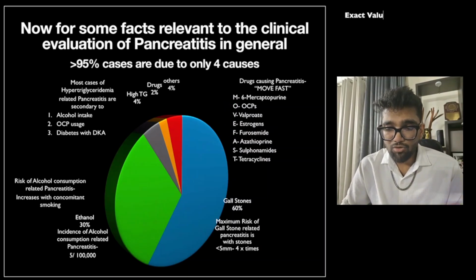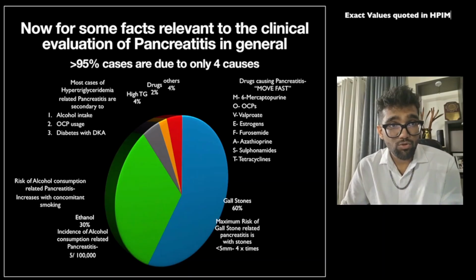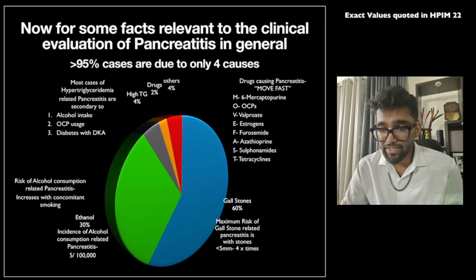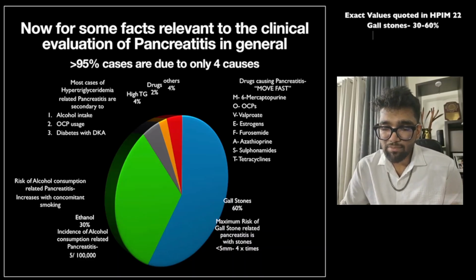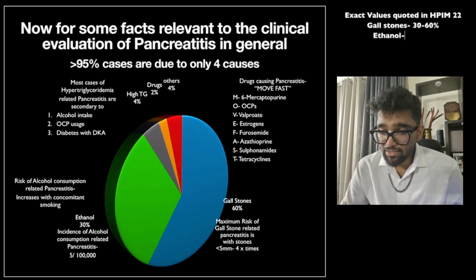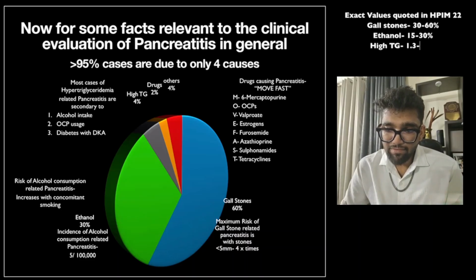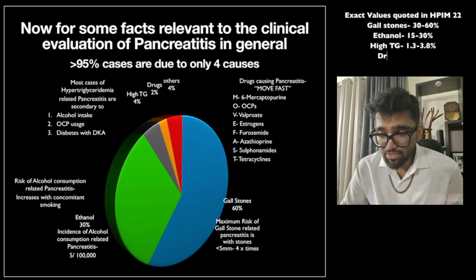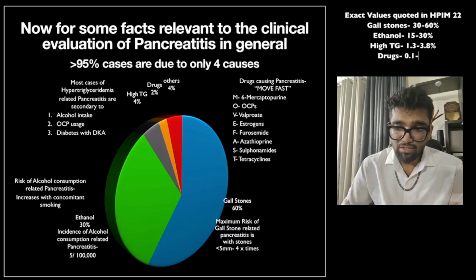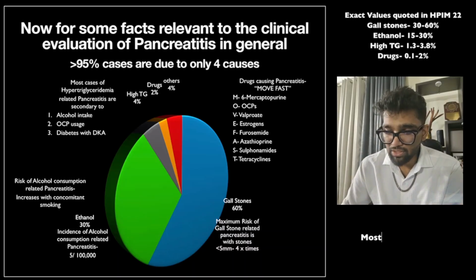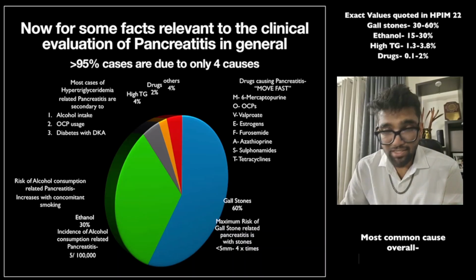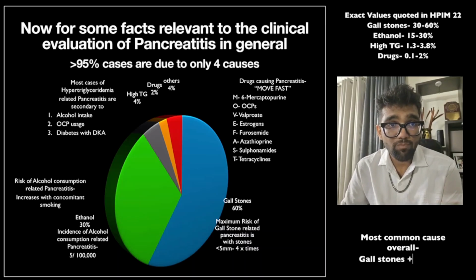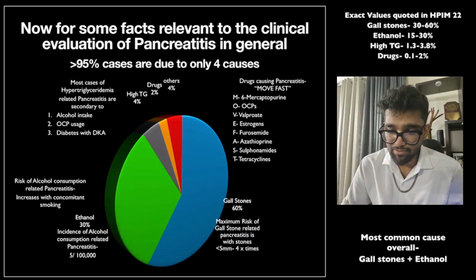Okay. Now, the exact values quoted in Harrison's, the 22nd edition of Harrison's Principles of Internal Medicine, are for gallstone 30 to 60%. For ethanol, it is around 15 to 30%. For high triglyceride values, it is 1.3 to 3.8%. And for drugs, it is only 1.1 to 2%. However, the most common cause, as a one-liner, is a combination of gallstone plus ethanol-related pancreatitis.